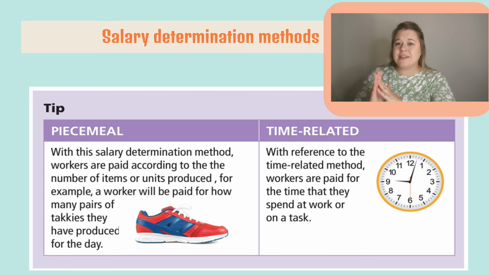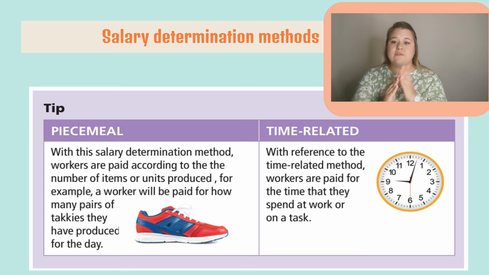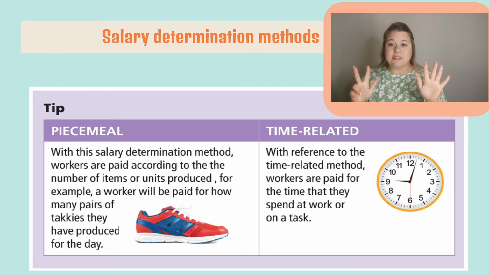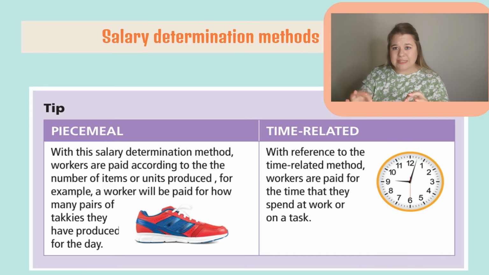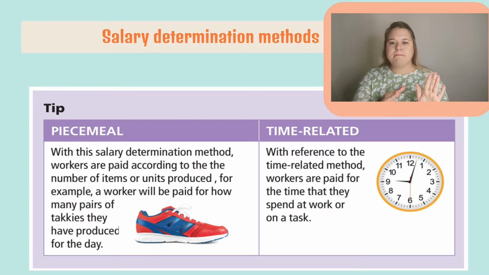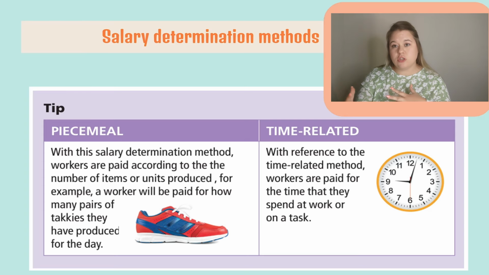Time related is if you work for us for 4 hours, we pay you X amount for those 4 hours. Or you work 8 hours a day, okay? If you are a factory worker working 8 hours a day, does it matter how many shoes you're producing? No, because you're still going to be paid for your 8 hours. So there are pros and cons with both of these salary determination methods.